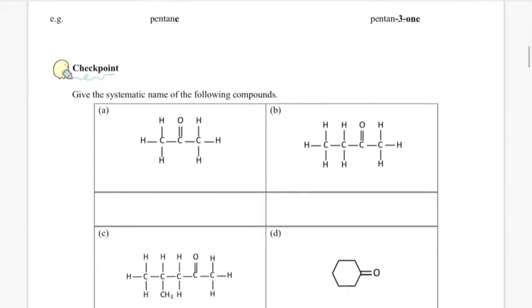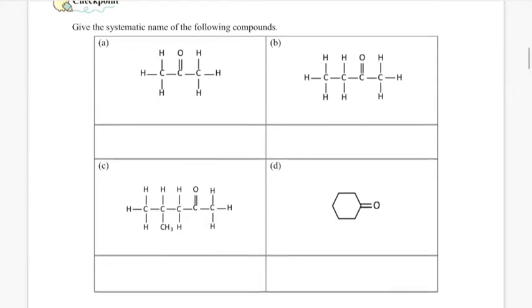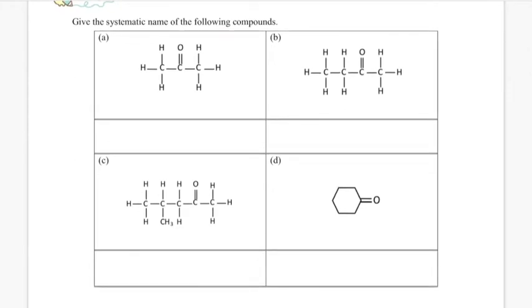Okay, let's finish the checkpoint questions together. Here we have 4 examples. The first example, the longest carbon chain has 1, 2, 3 carbons in it, so it should be named as propanol. And there is only one way to put our C double bond O. It must be put in the middle of the carbon chain, so no need to mention the position of the functional group. So just name it as propanol.